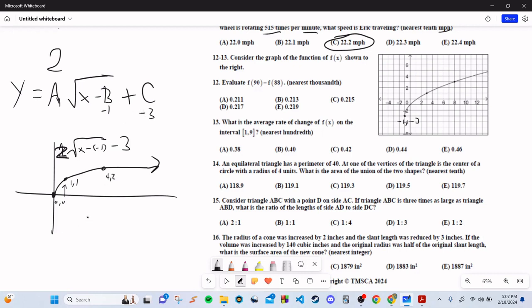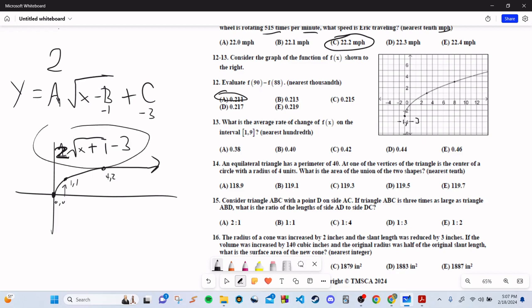So my final equation is 2 times x minus -1, which I'll just rewrite as x plus 1. So 2 times square root of x plus 1 minus 3. And so now that I got my equation, I can plug in 90 and 88 and get the difference. So after doing that, I get a difference of 2.11. So that's my answer.